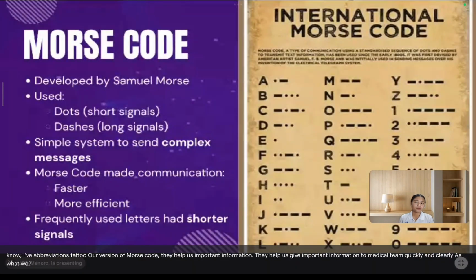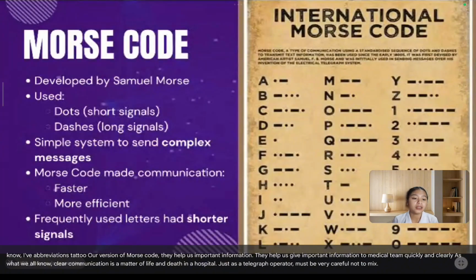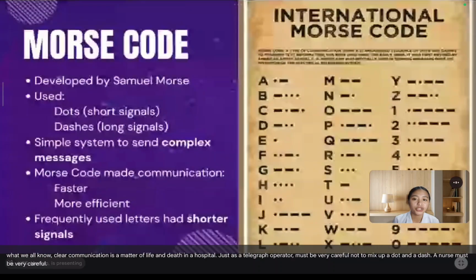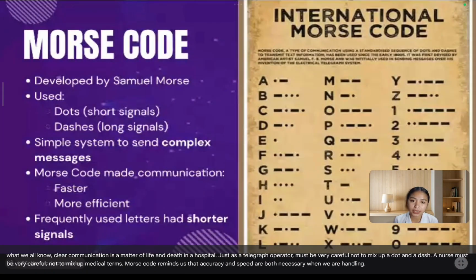As we all know, clear communication is a matter of life and death in a hospital. Just as a telegraph operator must be very careful not to mix up a dot and a dash, a nurse must be very careful not to mix up medical terms. Morse code reminds us that accuracy and speed are both necessary when we are handling important data.